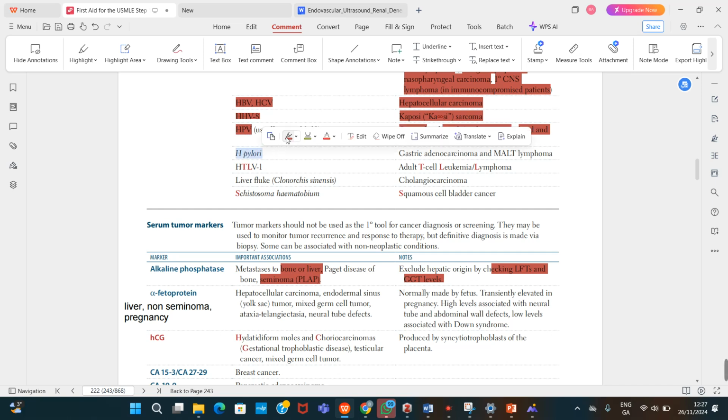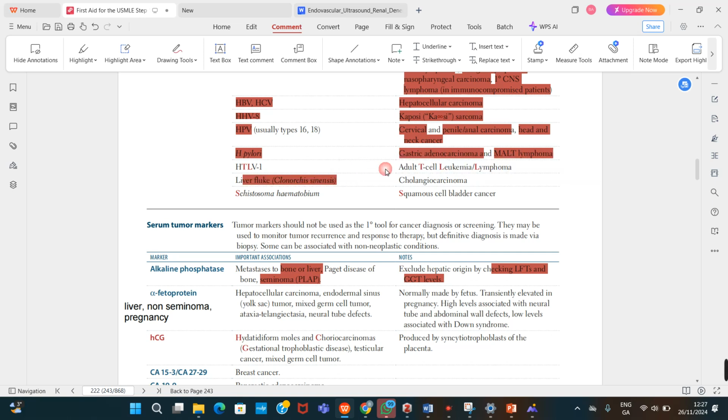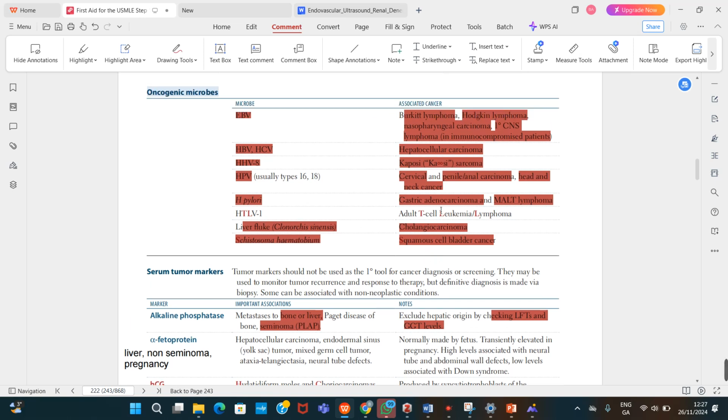H. pylori is a cause of gastric adenocarcinoma and also MALT lymphoma. Liver fluke, which is Clonorchis sinensis, is a cause of cholangiocarcinoma. Very important. Schistosoma haematobium is a cause of squamous cell carcinoma of the bladder, not transitional cell carcinoma of the bladder.